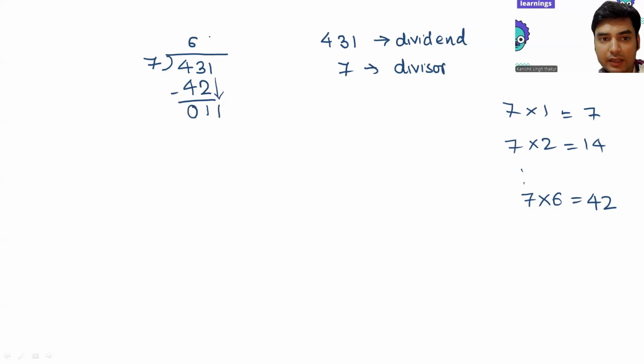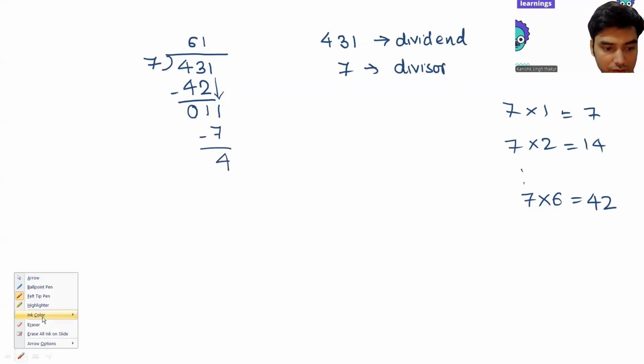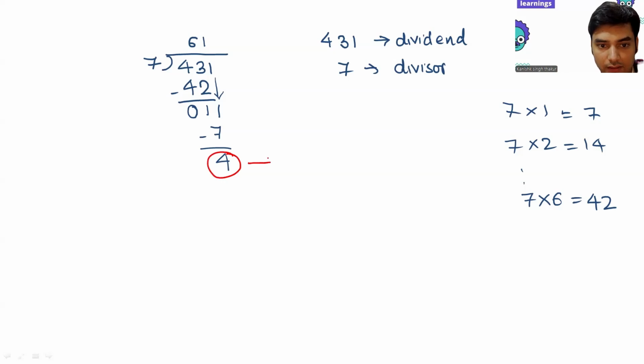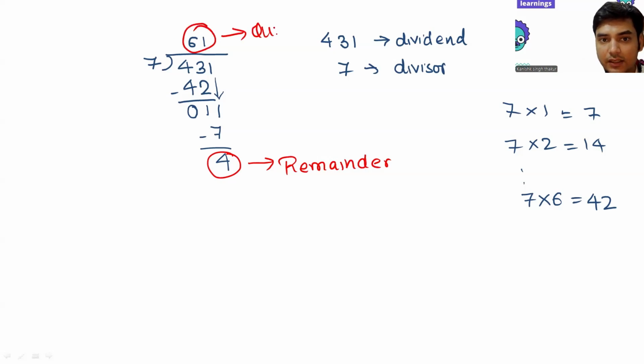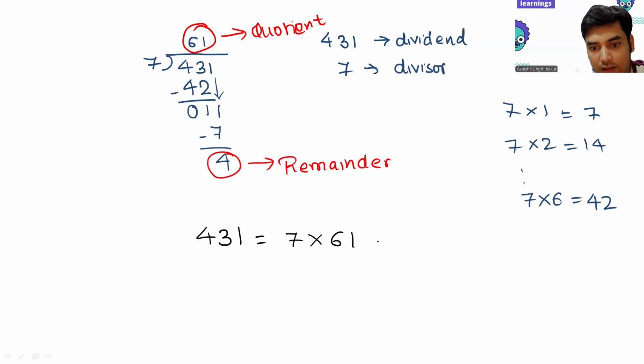Now you have to reach closer to 11. So 7 1s are 7. If I do 2 times, it is 14, right? So 7 taken away from 11 gives you 4. This number which you got is called the remainder. And this is the quotient: 7 goes 61 times. So the group size is 7, you can make 61 groups out of it. So 431 you can write as 7 times 61 plus 4. The group size is 7, you can make 61 groups out of it, and 4 would be left. So this is how you have to do divisions.